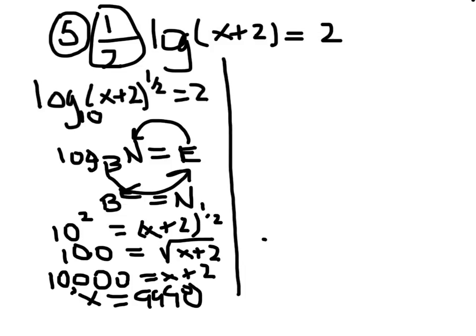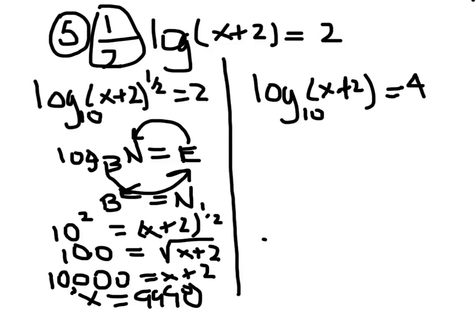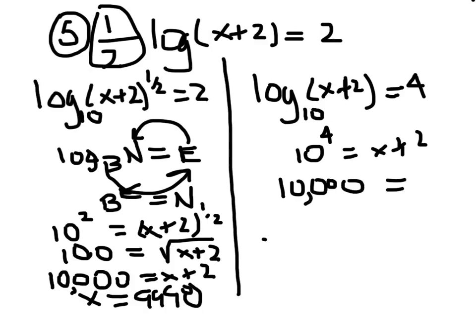Another way you could go about this problem is to say, okay, I'm going to multiply both sides by 2 to get rid of the half. So if I multiply both sides by 2, I would have log of x plus 2 equals 4, and this base is still 10. If I write it in exponential form, I would have 10 to the 4th equals x plus 2, and 10 to the 4th is 1 followed by 4 zeros, which is 10,000. So 10,000 equals x plus 2. Subtract the 2 to get 9,998 is equal to x. Either way, you get the same answer.